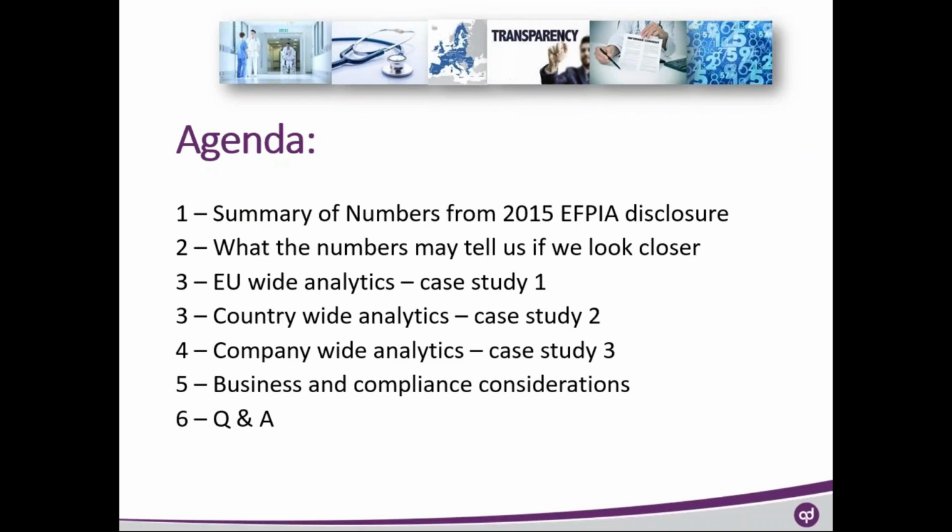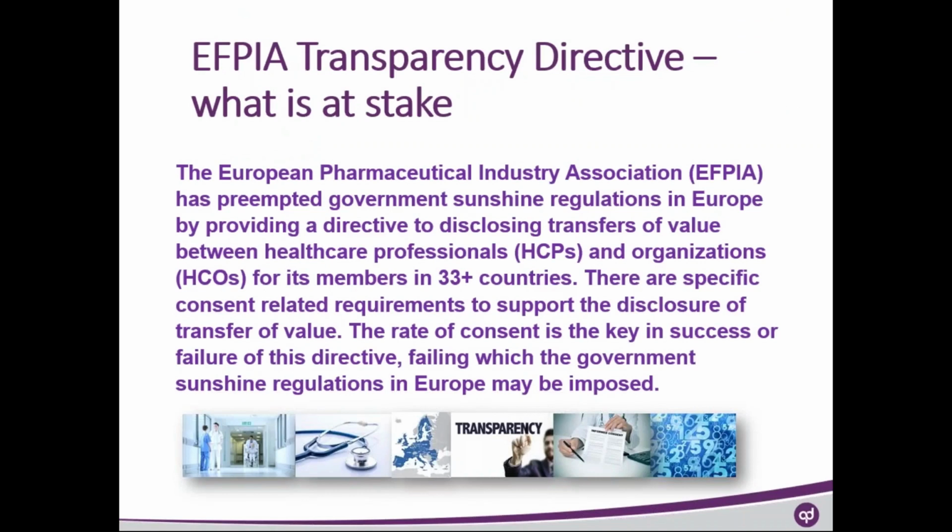So in order to level set on a common understanding, I'm going to my next slide, which speaks about the FPA Transparency Directive, what's at stake when this directive was introduced. The European Pharmaceutical Industry Association, EFPIA, wanted to preempt government sunshine regulations in Europe by providing a directive for disclosing transfers of value between healthcare professionals and healthcare organizations and its members in 33 plus countries. You could look at it as self-regulation by the industry. However, there are specific consent-related requirements to support this disclosure of transfer of value.